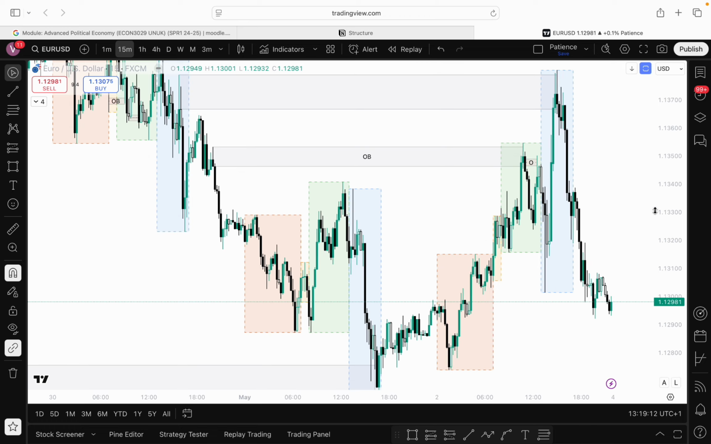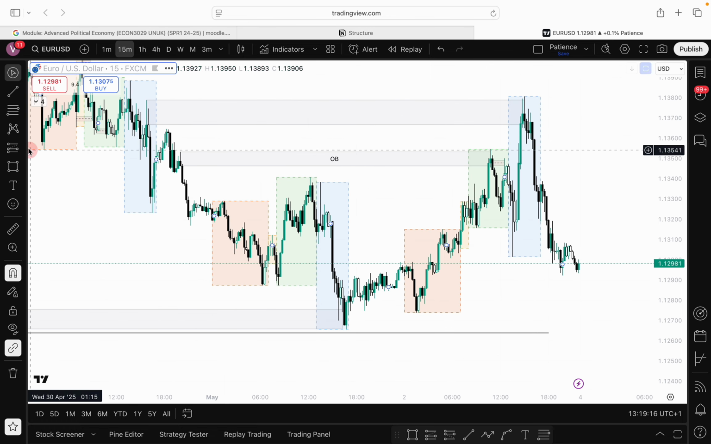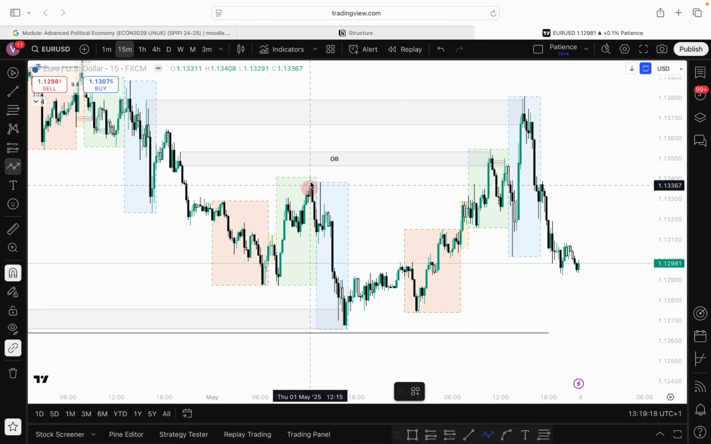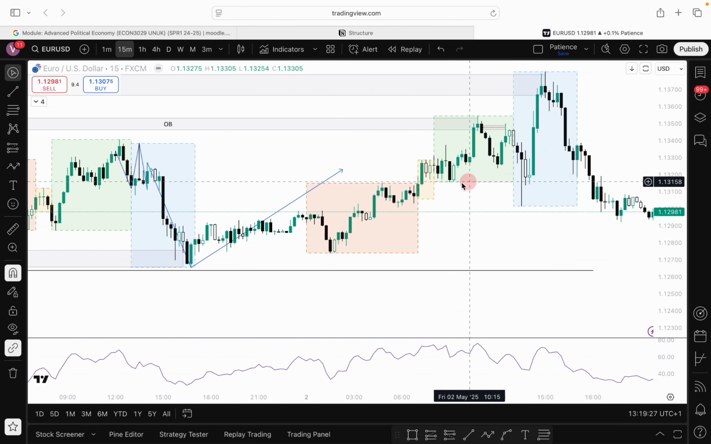For example, in this range. So this is going to be our IDM. No, actually, this is IDM because if we were to draw the structure of this move, it would be something like that. So what is the high that made this low? It's going to be this high.